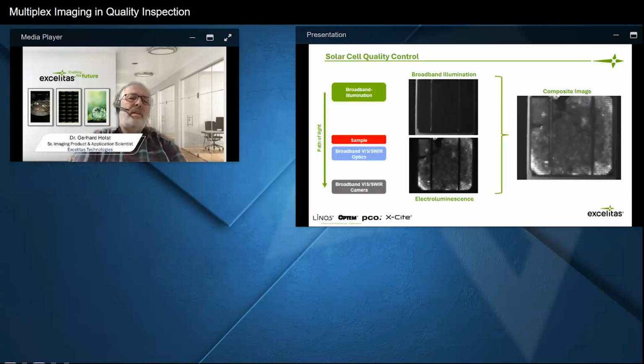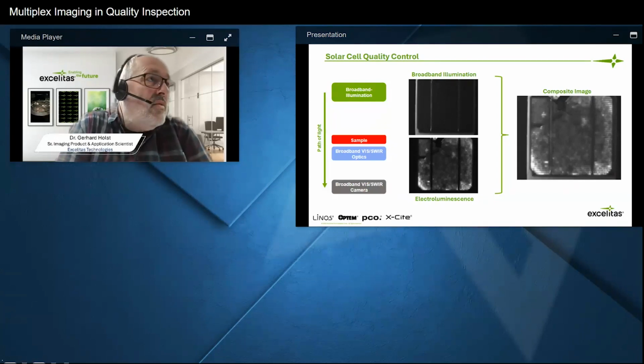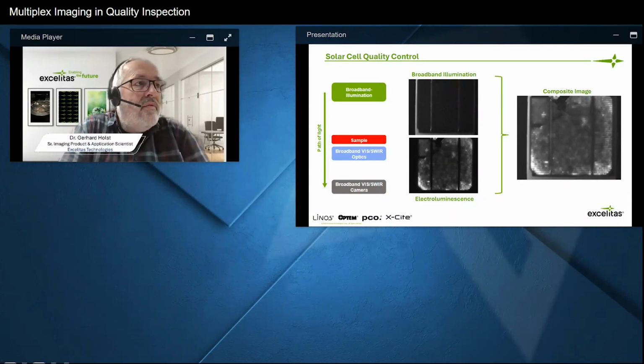Another possible application is the use of electroluminescence, because you might know that solar cells, if they are operated in flow direction, they emit electroluminescence. This electroluminescence, unfortunately, is in the range of above 1100 nanometers, and therefore it's not visible for typical silicon-based cameras. But if you use one of these shortwave infrared cameras with an InGaAs sensor, then you can get both the broadband illumination image to show the structure of the solar cell, as well as the electroluminescence.